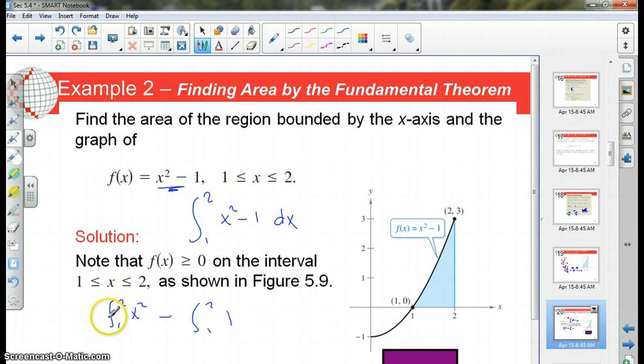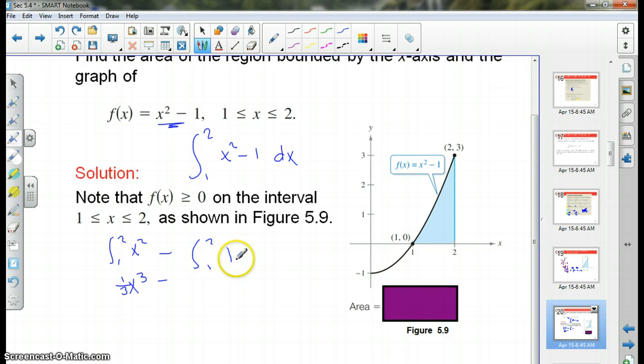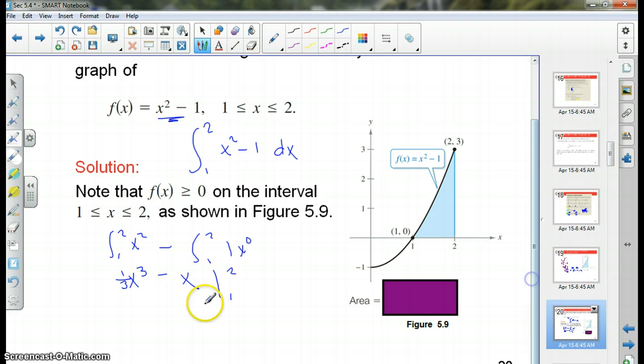So to integrate x squared, I increase by 1. It becomes x cubed divided by 3. And minus, this becomes what? Increase this x to the 0 by 1. Just x. Well, you can always check. The derivative of x is just 1. But I'm going to evaluate that from where? From 1 to 2.